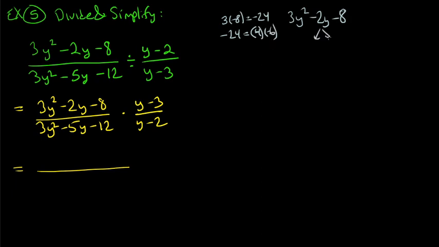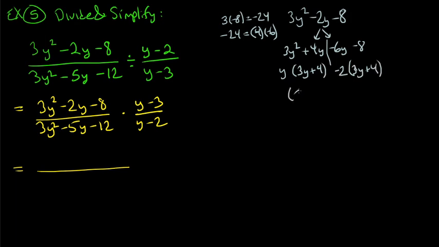So we split this up, 3y squared plus 4y minus 6y minus 8. And factor by grouping, so factor out the y, you get y times 3y plus 4, and then negative 2 times, again, 3y plus 4. So we're going to factor this as 3y plus 4 times y minus 2. So that's our first numerator, 3y plus 4 times y minus 2.